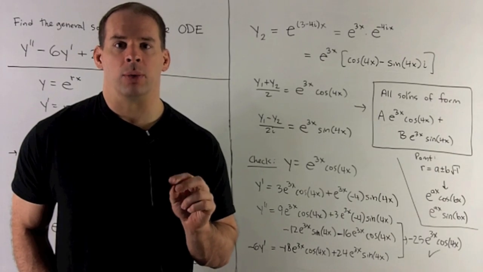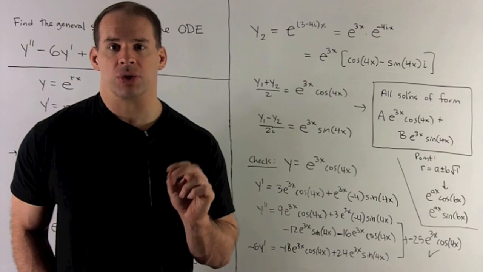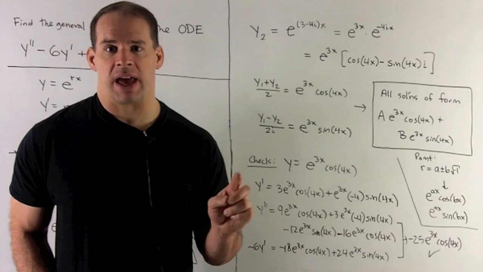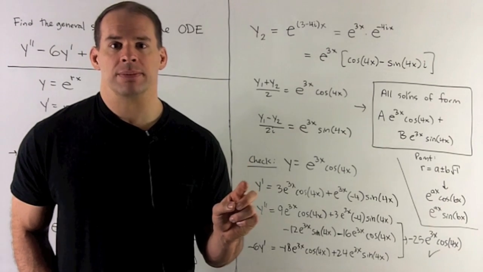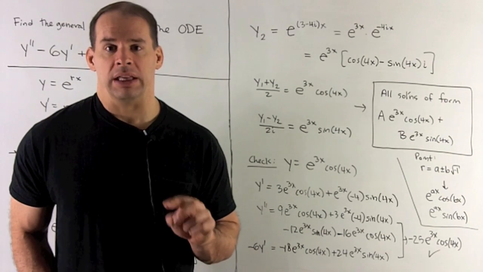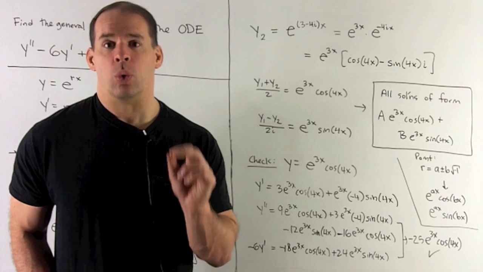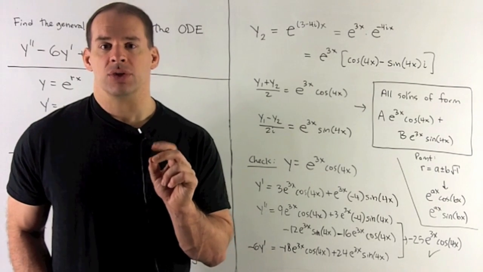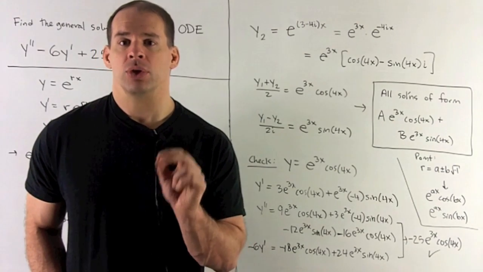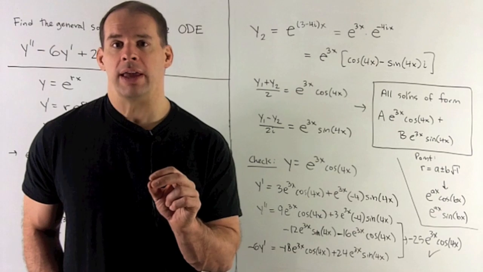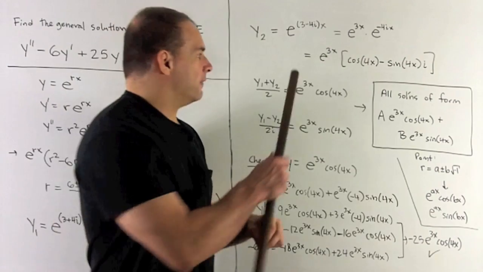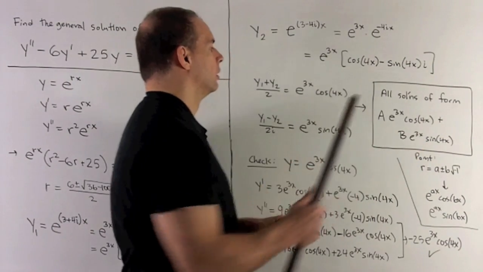We have another root, r equal to 3 minus 4i, so that'll give me another solution. So we'll have y2 equal to e to the (3 minus 4i) times x. We break that up into two exponentials, so that'll be e to the 3x times e to the minus 4ix. For e to the minus 4ix, we can apply Euler's formula, and what do we get? So I'm going to take minus 4x and put it into cosine and sine. Cosine is even, so the minus sign goes away. Sine is odd, so I can take the minus sign and bring it to the front. So we have this expansion here for y2.